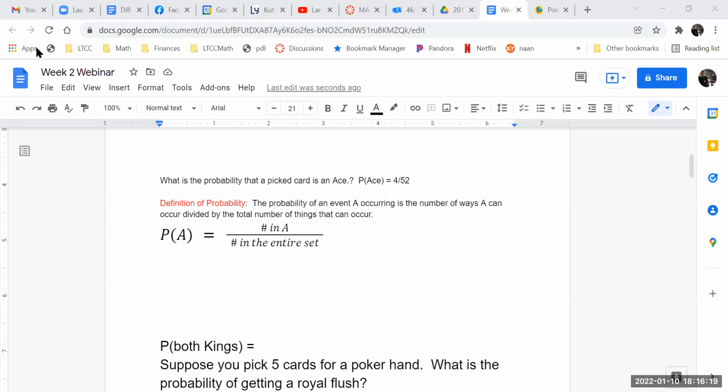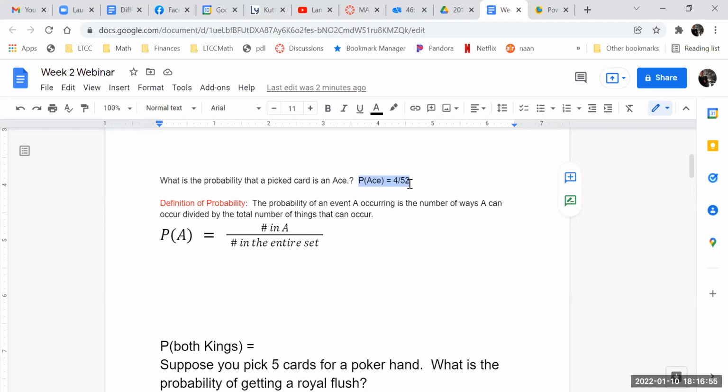Okay. By the way, in our class, you're not responsible for knowing everything about cards, but I figure when I'm giving a webinar, I can talk about it, but I won't test you on knowing cards. But it works well with probability, so I like to use it as examples. Okay, so there are 4 aces, and there's 52 cards. So it's very simple. The probability of an ace is 4 out of 52, or 4 divided by 52. Any questions on that particular example?